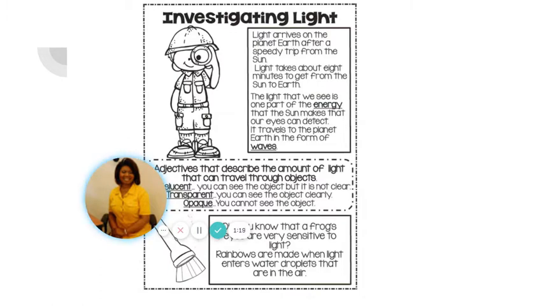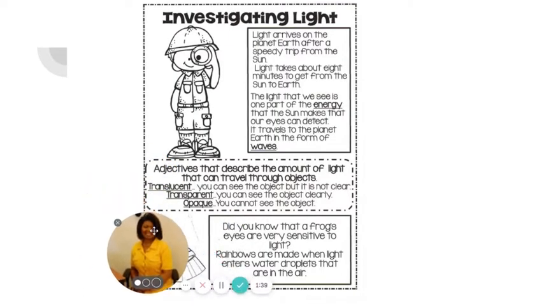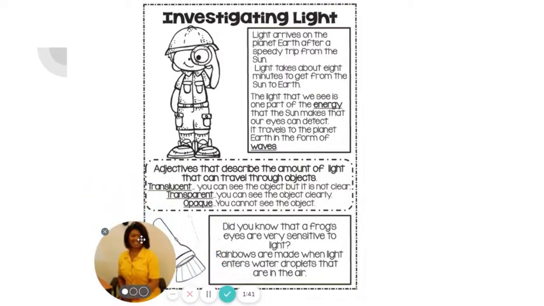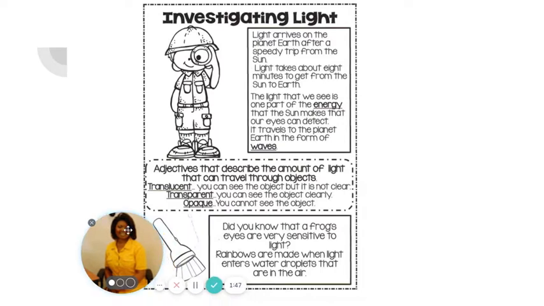Here are adjectives that describe the amount of light that can travel through objects. One of these words is translucent. This means that you can see the object, but it is not clear. Transparent. This means you can see the object clearly. Opaque. You cannot see the object. Did you know that a frog's eyes are very sensitive to light? Rainbows are made when light enters water droplets that are in the air.